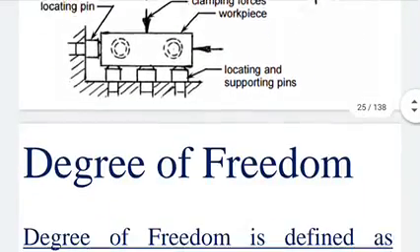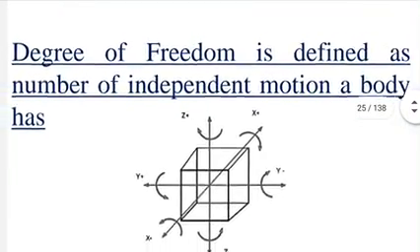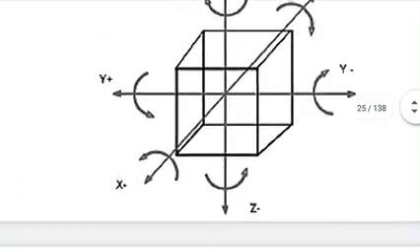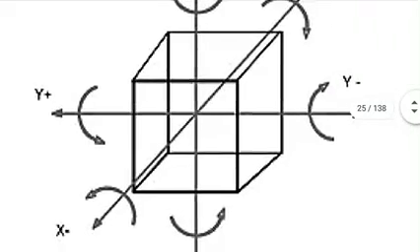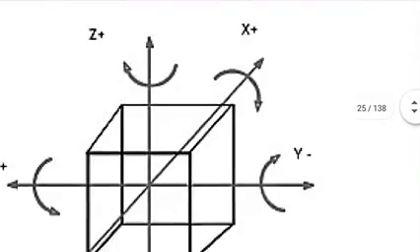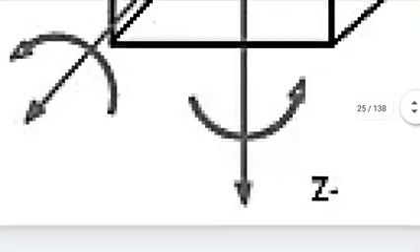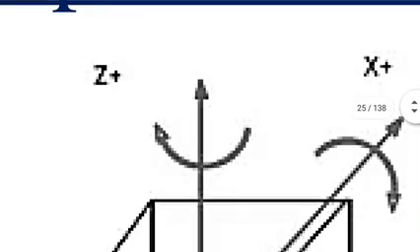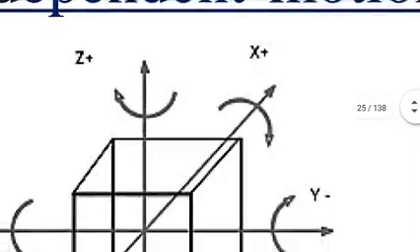We will see again. Degrees of freedom is defined as the number of independent motions a body has. That means we have already seen that there are axes. You can see over here they have given y plus, y minus, x plus, and z plus, z minus. Okay, and again y clockwise, y anti-clockwise, z clockwise, z anti-clockwise, and x clockwise, x anti-clockwise.